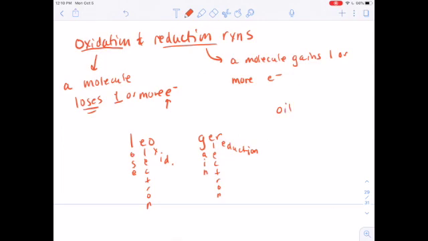Sometimes people use OIL RIG. Oxidation is losing. Reduction is gaining. I know it seems weird that if something is reduced, it's gaining something. Doesn't that sound the opposite? Yeah. But that's how it is.